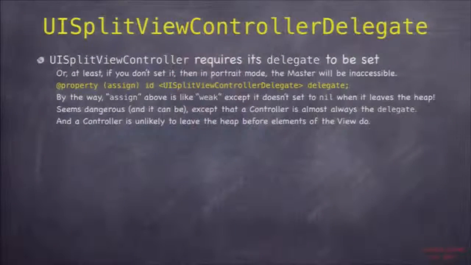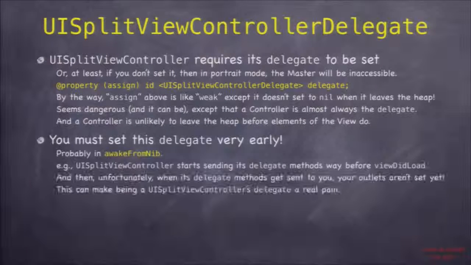One thing that's kind of interesting about the split view controller, similar to table view data source, is that it requires its split view controller delegate to be set. And why is it required to be set? The answer is portrait mode, and I'm going to show you in some pictures in the next couple of slides why you need the delegate.